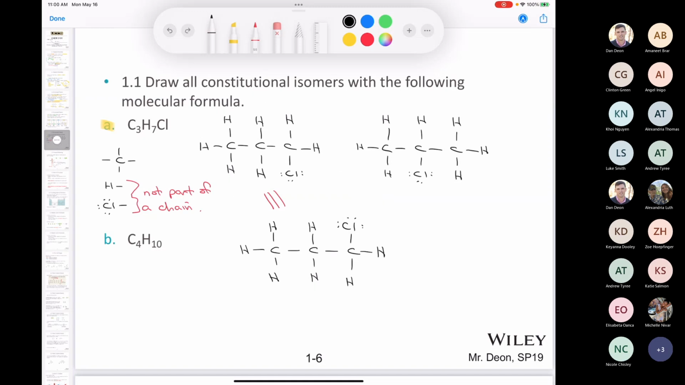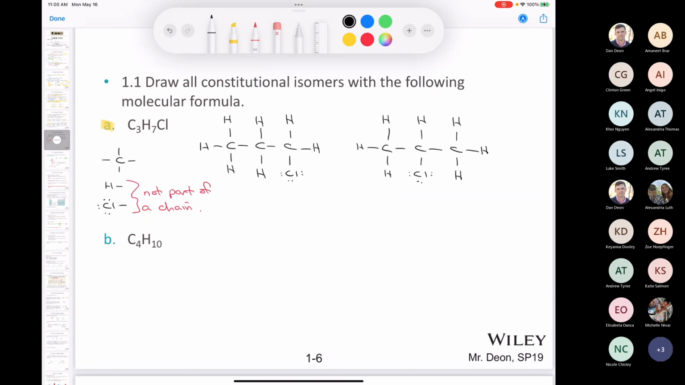All right, and so in fact, let's delete this one because we've drawn the 2 possible constitutional isomers having the formula of C3H7Cl. We're done, as a matter of fact. It's over. We completed the problem. There's no other way to put these together.